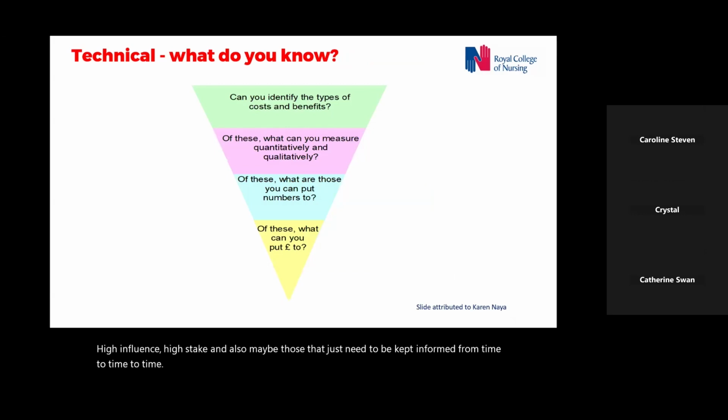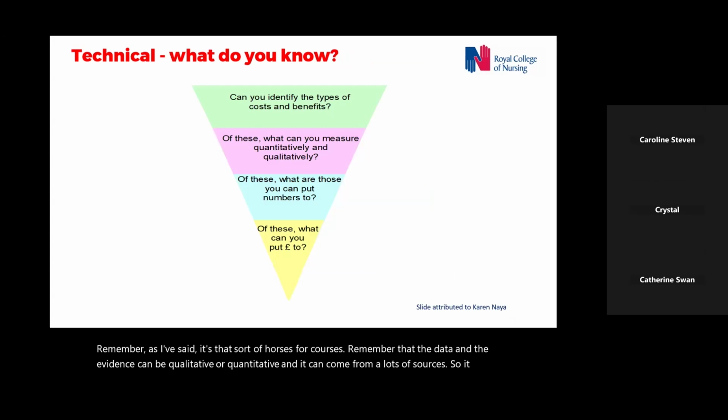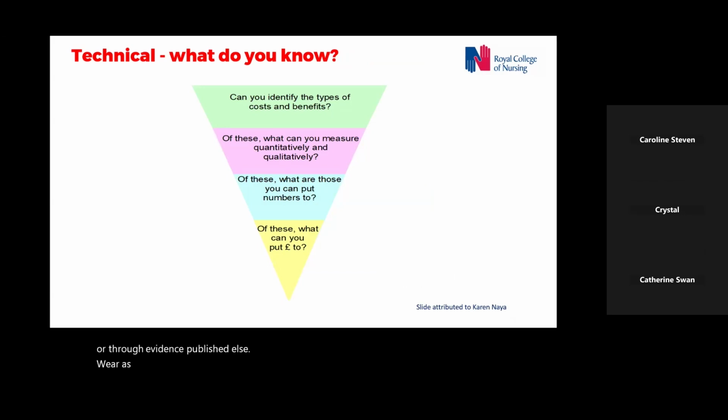Also thinking about the technical, so what do you know? Remember, as I've said, it's that sort of horses for courses. Remember that the data and the evidence can be qualitative or quantitative, and it can come from lots of sources. So it may come through your own existing data or partners' data, other data that you have access to, or through evidence published elsewhere as well. It could be that you're collecting new data. It might be that you need to collect new data.